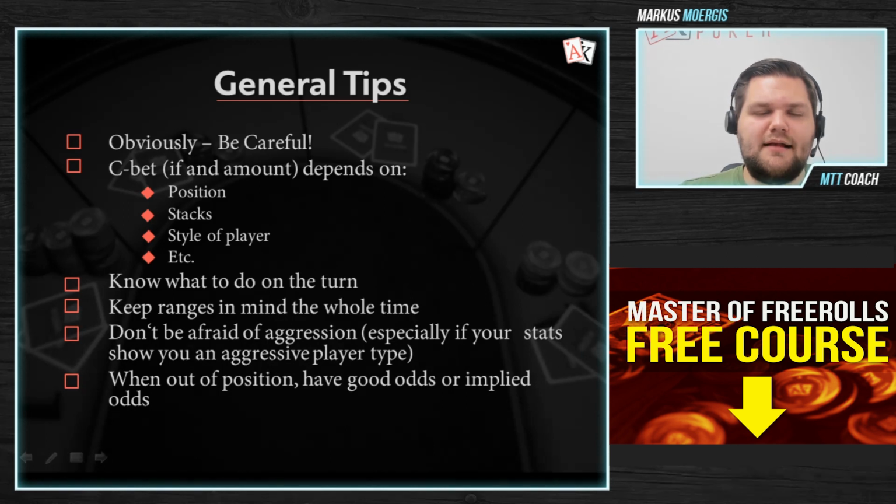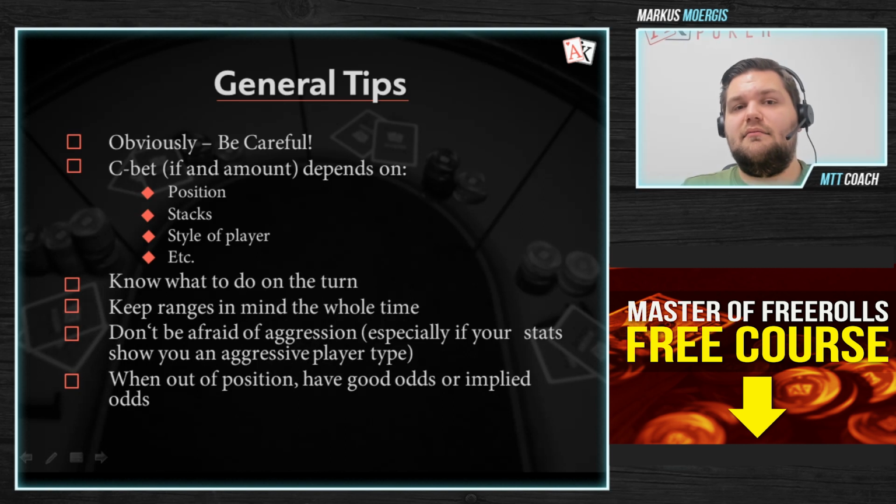The next thing is just don't be afraid of aggression. And this is again about the style of player. Especially if you see in your stats that the opponent is an aggressive player, or if he's really, really tight, then you can just take the pot and you don't even need to hit your draw. Of course, the payout might be bigger when you have a really strong hand, but because you're not going to hit your draw all the time, it's easy to win the pot directly.